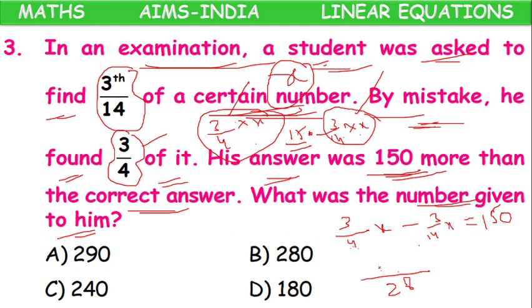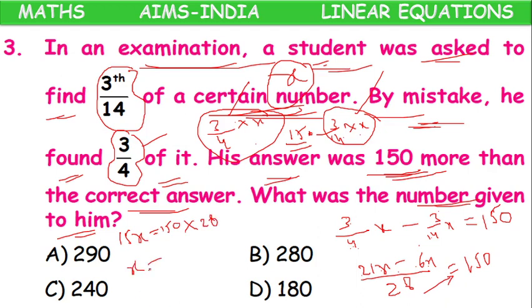7 times 28. 7 into 3 is 21x minus 14. 2 times 28, 2 into 3 is 6x, equal to 150. 21 minus 6 means 15x. So we can write it as 15x equal to 150. This 28 will go that side. It will become into 28.